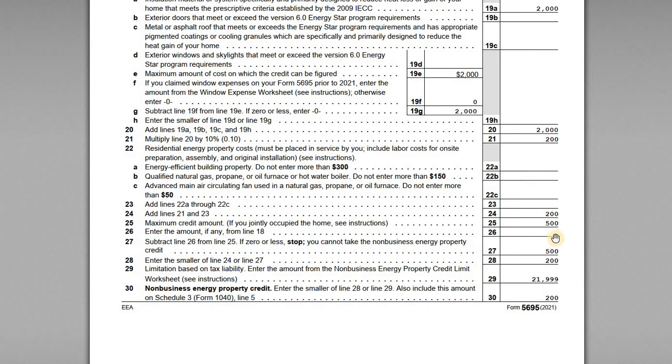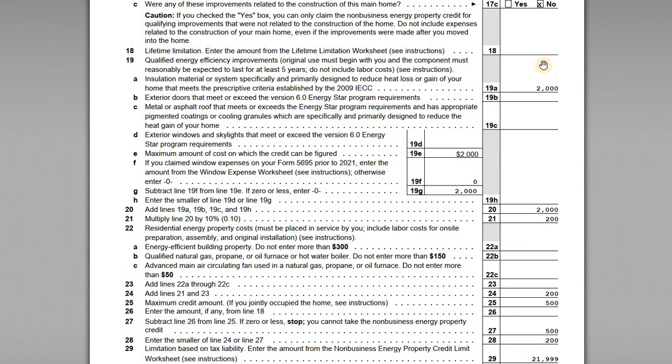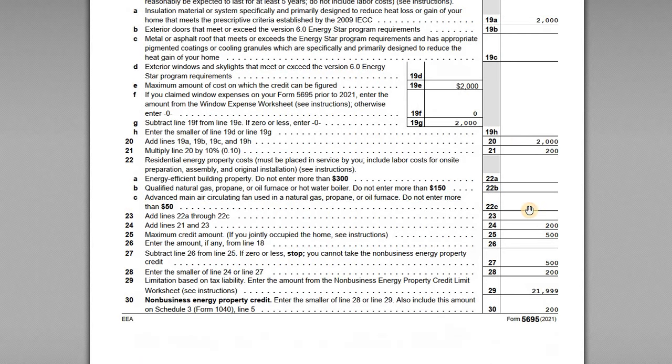Remember, $500 is the cap for 2022 and prior for these types of improvements. So he has a $200 credit and a $500 lifetime cap. He hasn't used any of these types of credits in the past, right? If he had, we would see an entry up here on line 18, the amount of lifetime credit that's been used up until this point, which is 0 because he hasn't claimed any energy efficient improvements in the past. So we've just got his $200 there.